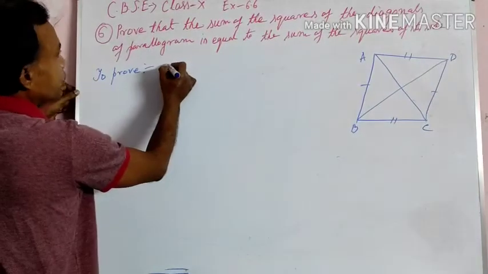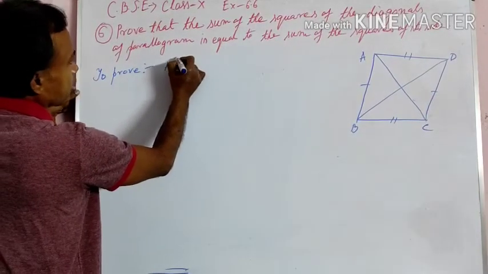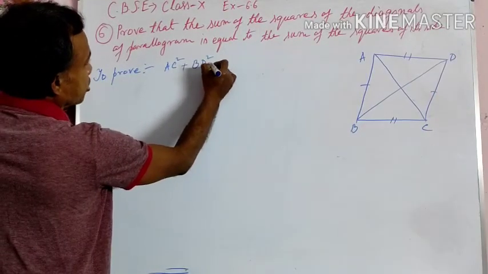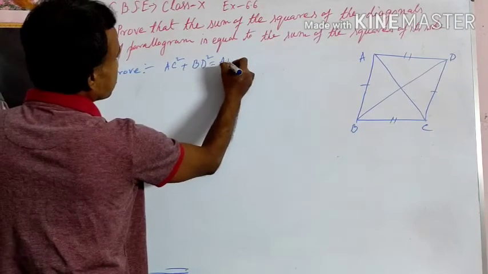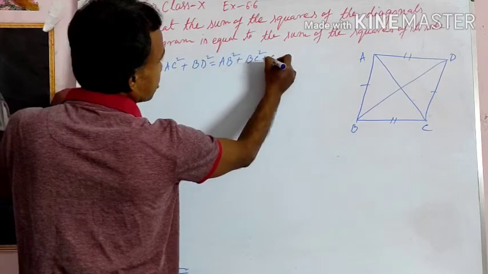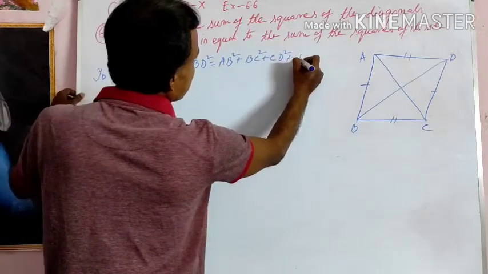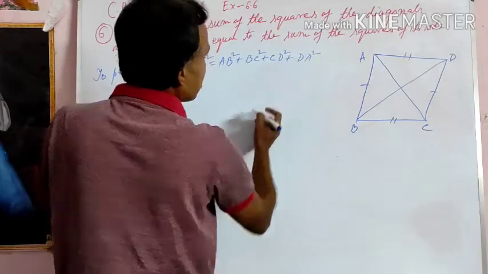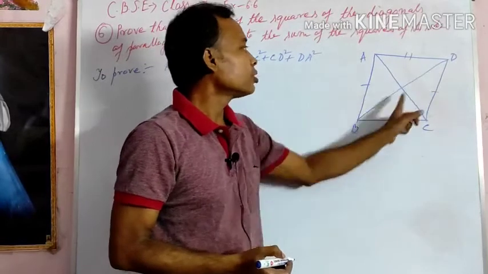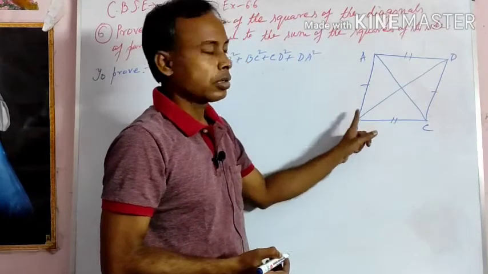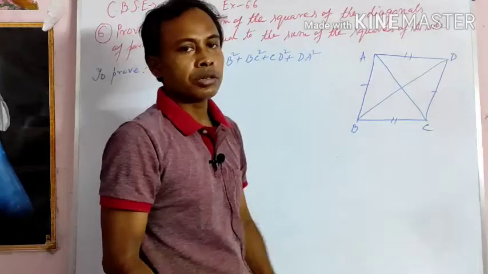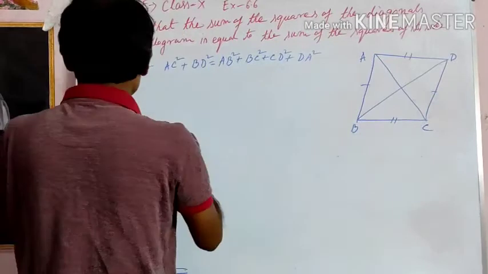So to prove: AC square plus BD square is equal to AB square plus BC square plus CD square plus DA square. That is, AC square plus BD square is equal to AB square plus BC square plus CD square plus DA square. You have to prove this. So, construction.